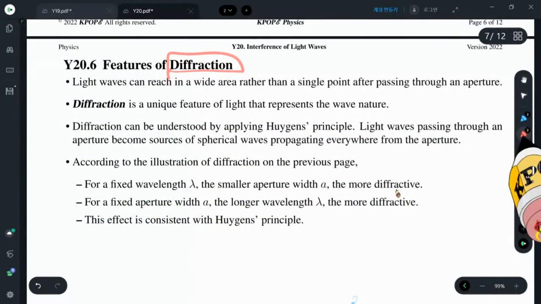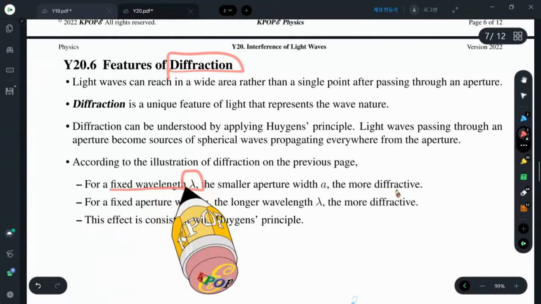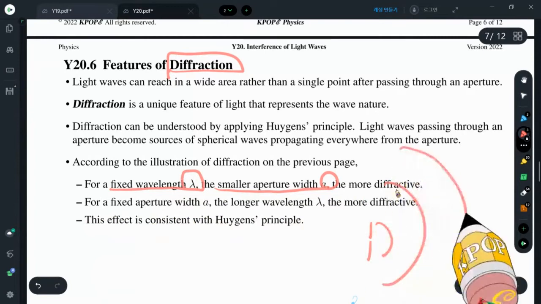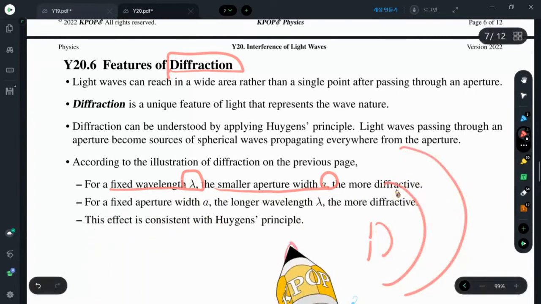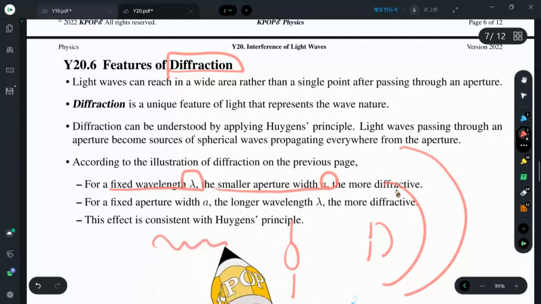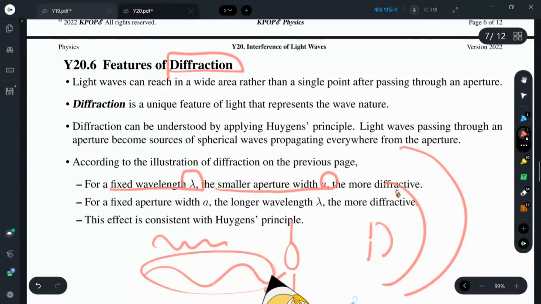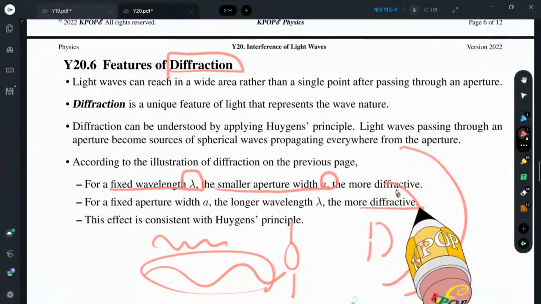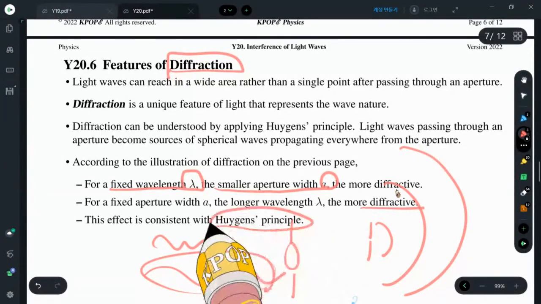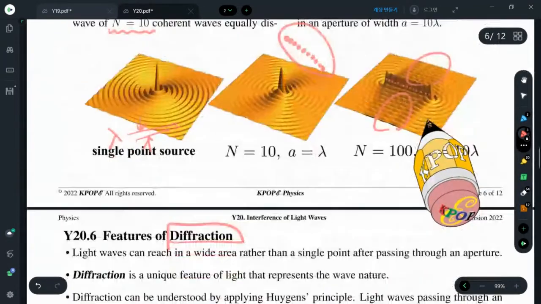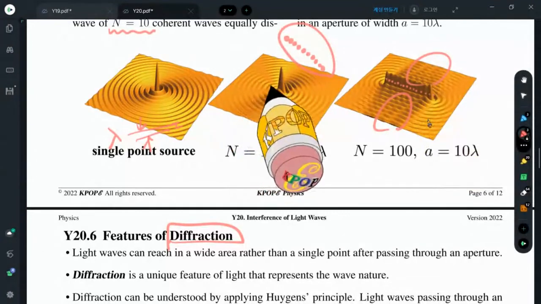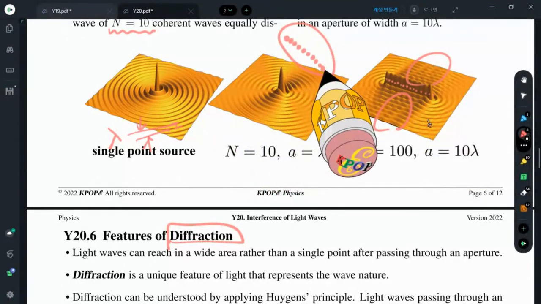Okay, so for a fixed wavelength, the smaller the aperture becomes, the more diffractive it is. For a fixed aperture a, you have shorter wavelengths and longer wavelengths, and the longer wavelength lambda could be dominating the diffractive pattern. And these are all consistent with Huygens' principle that a plane wave can be interpreted as the sum of many coherent radial waves.